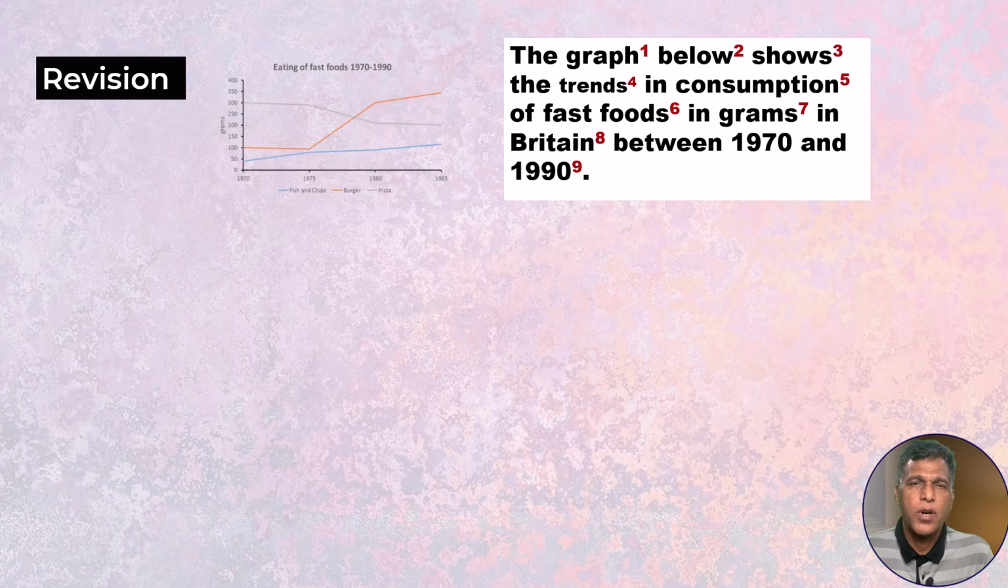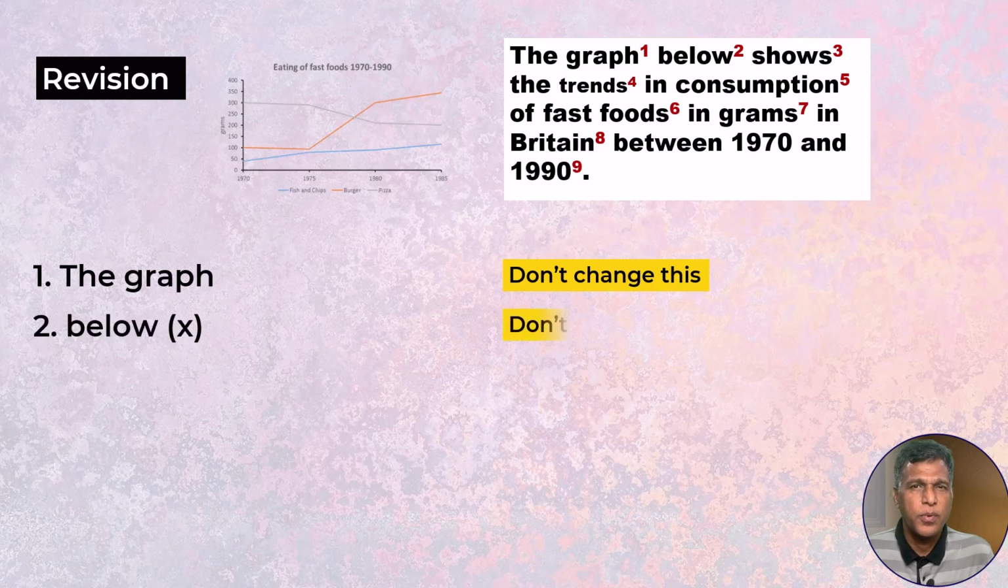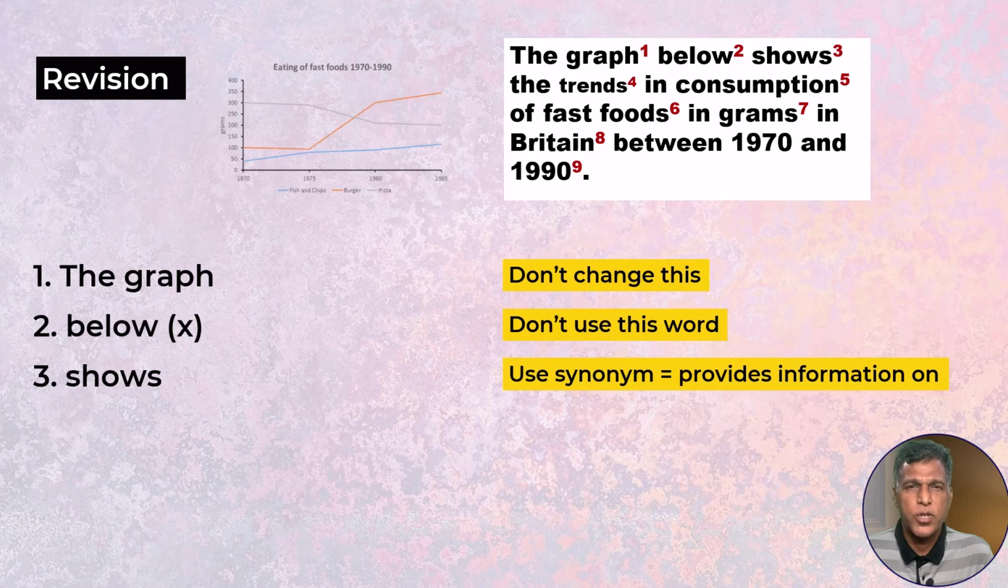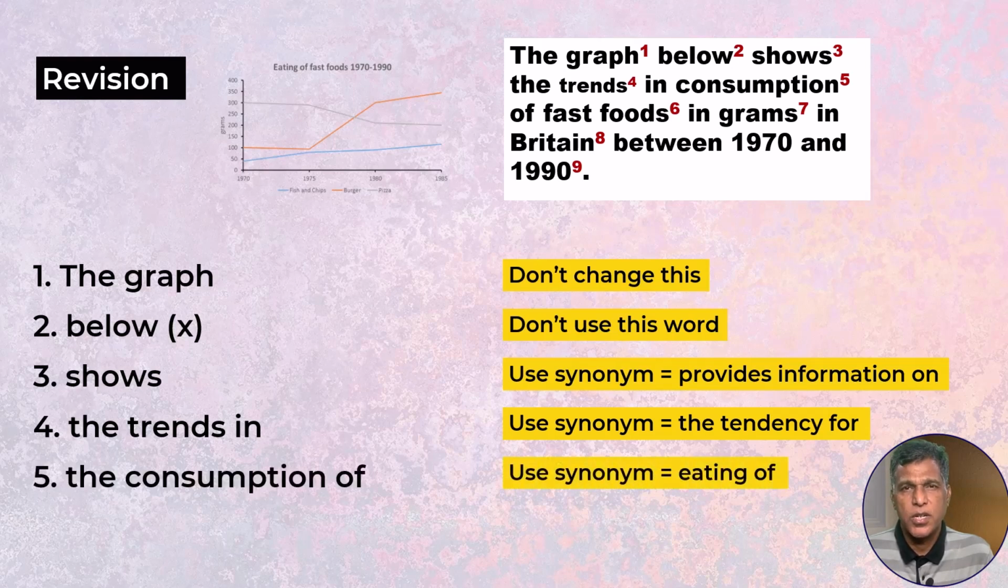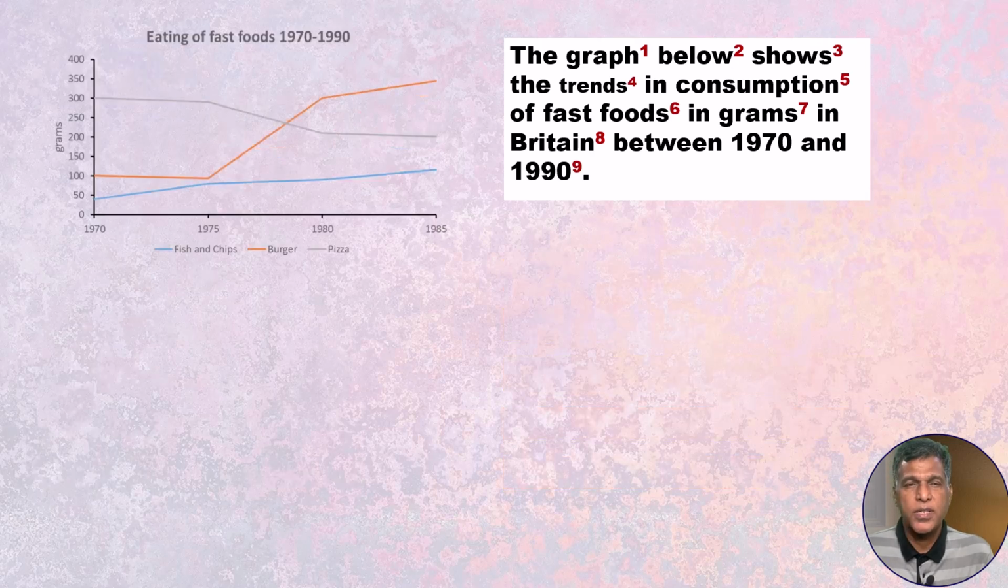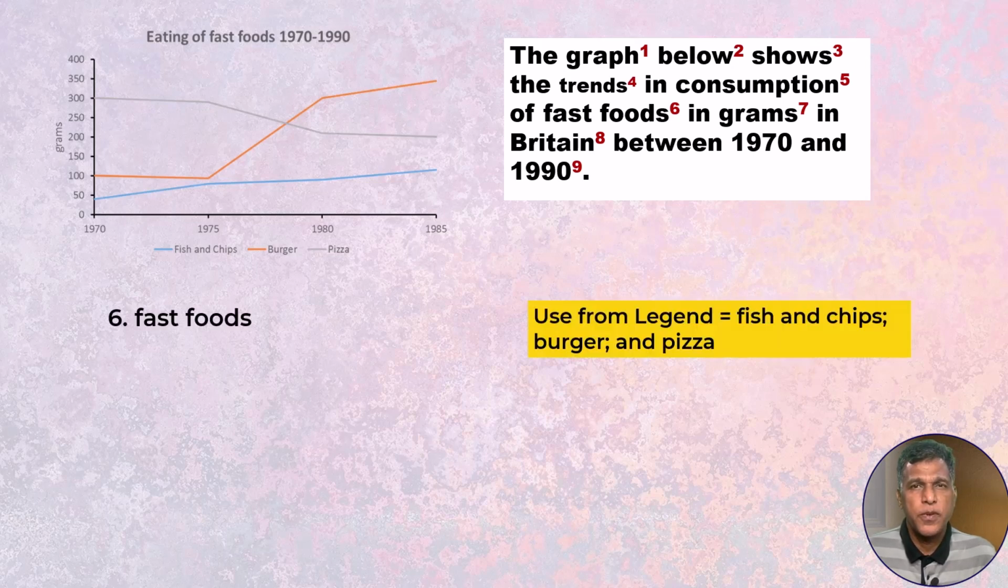Let's revise one more time. My steps were: keep the word the graph, remove below, replace shows with provides information on, replace the trends in with tendency for, replace consumption with eating, and you can get this synonym from the title of the graph. Replace fast food with specific words: fish and chips, burger and pizza.